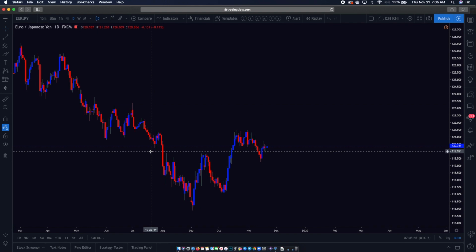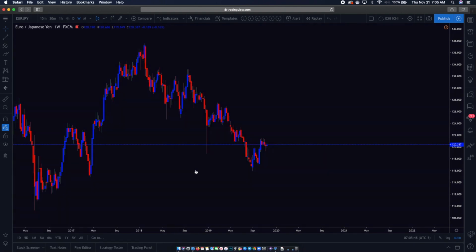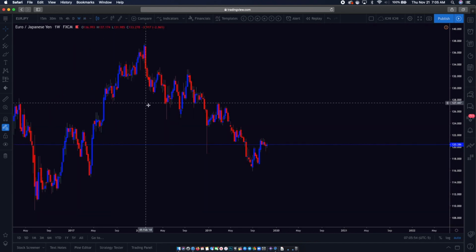So I'm going to go ahead and clean everything off, right? And I like to start on the weekly chart. I like to literally break things down on the weekly. You can start on the monthly if you want, but for me, I like starting on the weekly. That's just my preference. So what I like to do on the weekly is look and identify the trend, or pay attention to the trend.